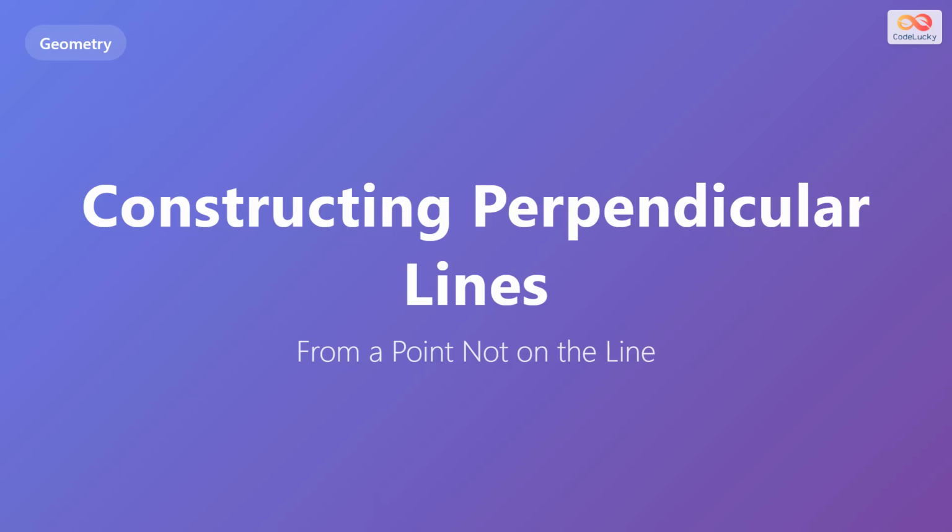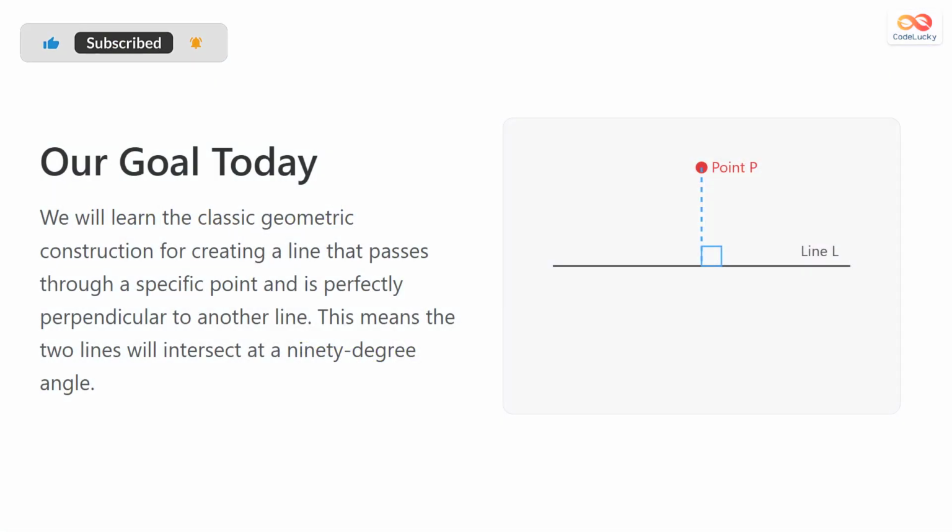Welcome to our lesson on constructing perpendicular lines. Today, you will learn how to draw a line that is perfectly perpendicular to another line, starting from a point that is not on the line itself. Our main objective is to learn the classical geometric construction for creating a line that passes through a specific point and is perfectly perpendicular to another given line. This means the two lines will intersect at a 90-degree angle, also known as a right angle.